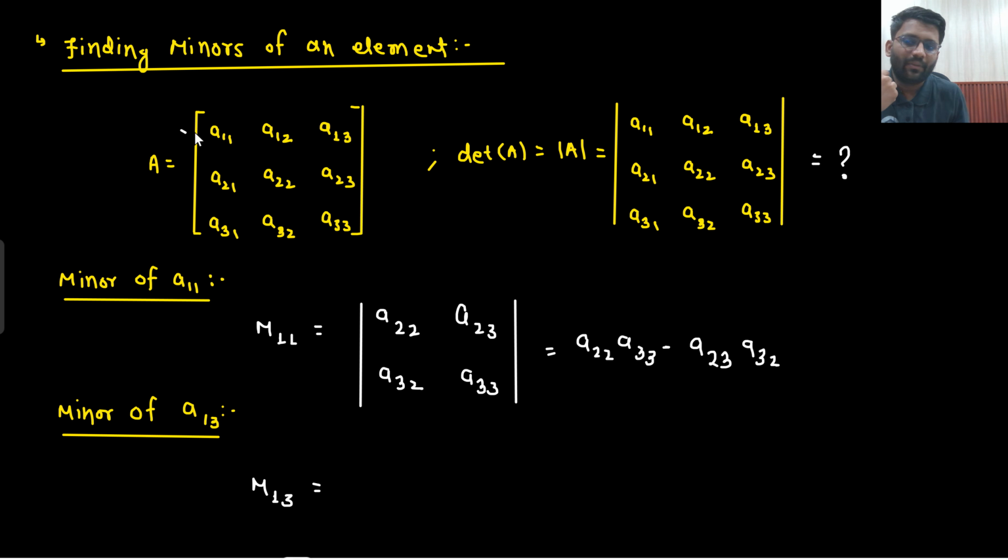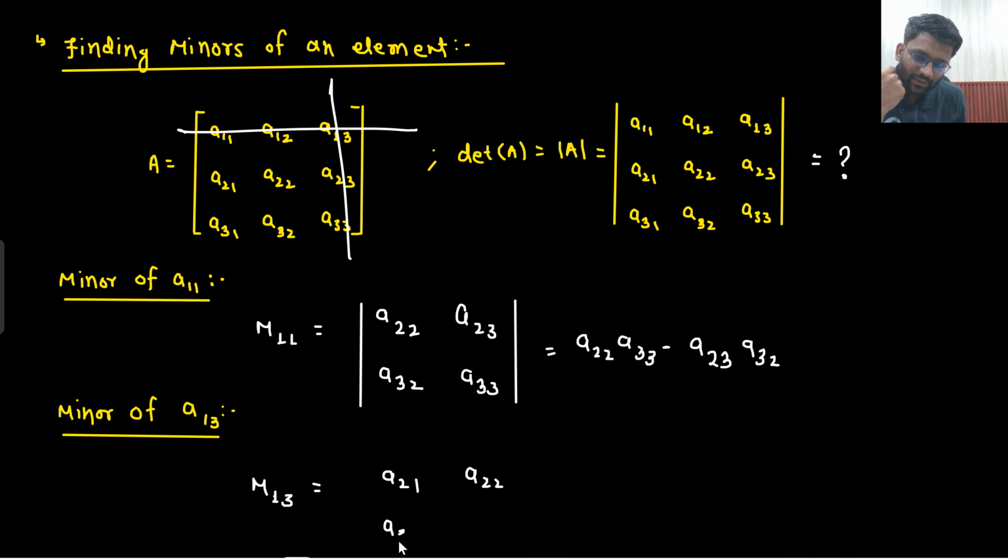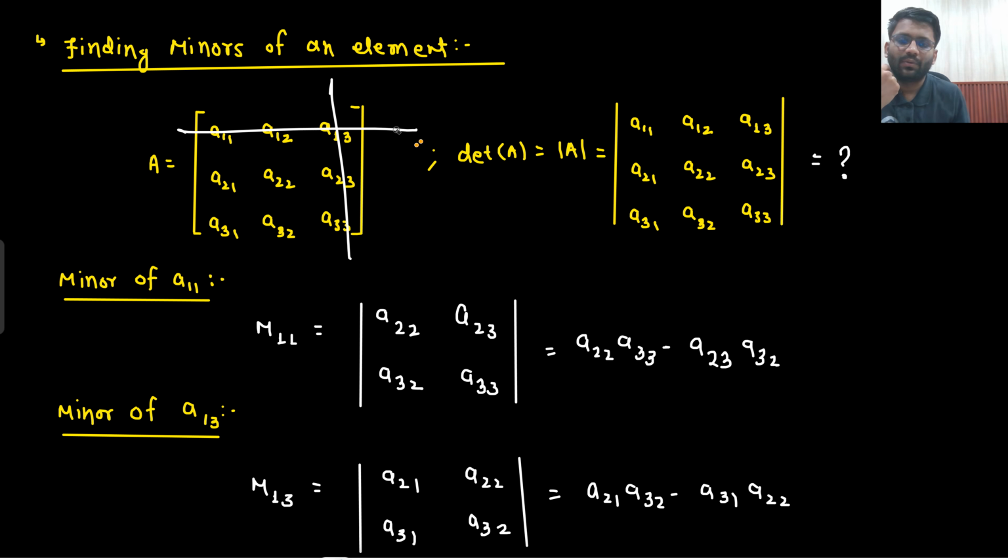With respect to A13, I will block the row and the column. So what will I be left with? I will be left with A21, A22, A31 and A32. So this is the 2 cross 2 determinant I am getting. Find out the value of this 2 cross 2 determinant. What would that be? A21 A32 minus A31 A22. There you go.